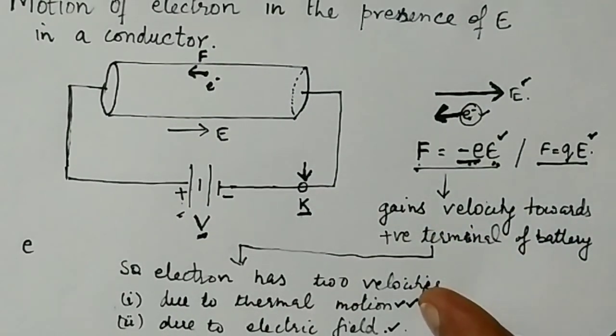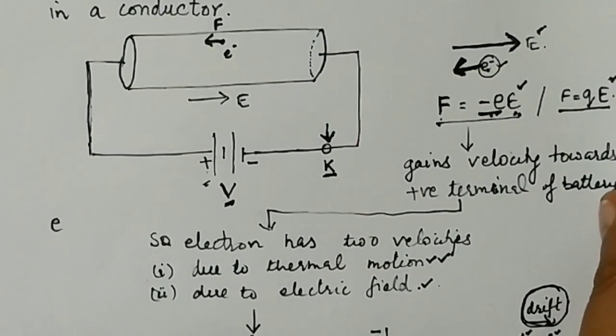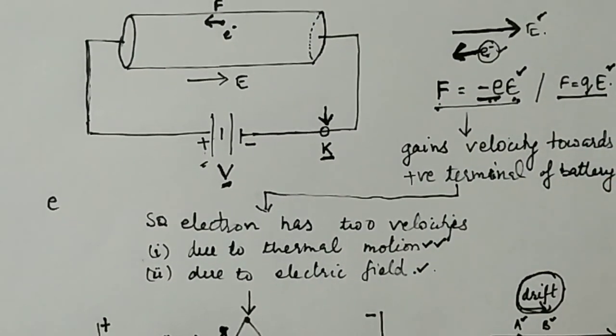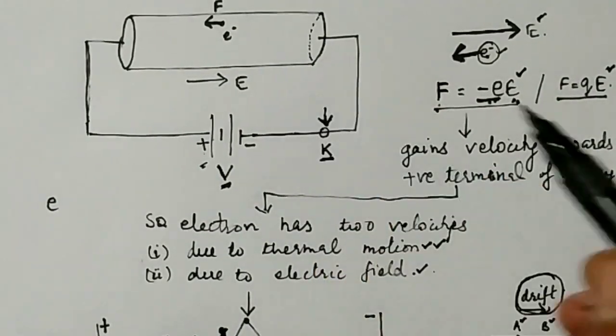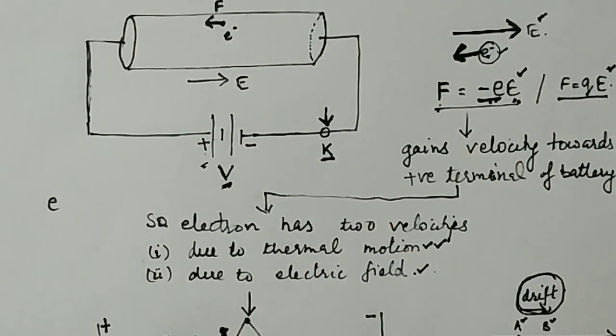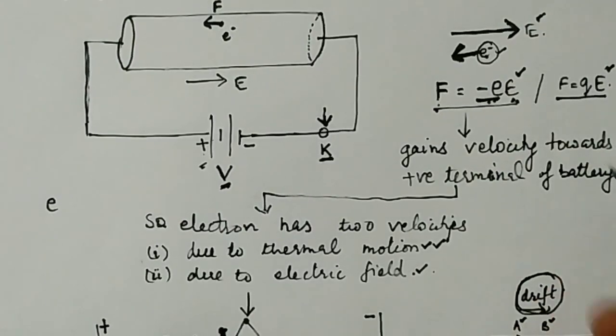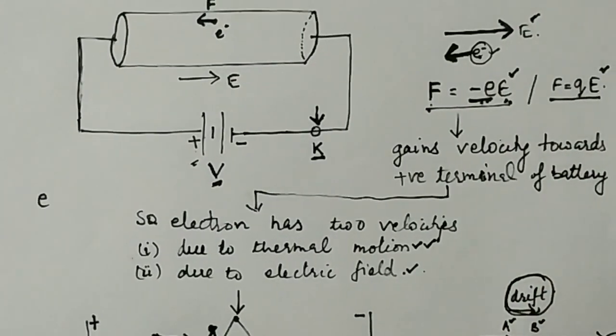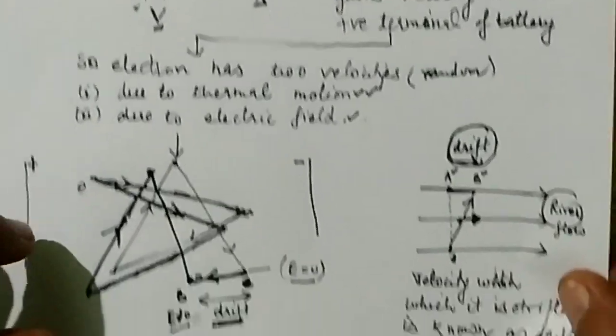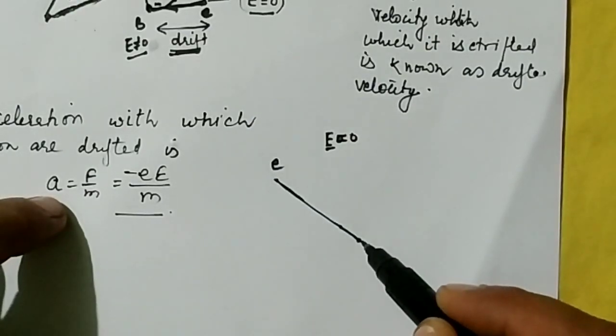So we can say that the electrons inside a conductor have two types of velocities. One is the thermal velocity, that is of the order of 10⁵ to 10⁶, and the other velocity, which we have discussed, is because of the electric field. We know that the path of the electron is random.